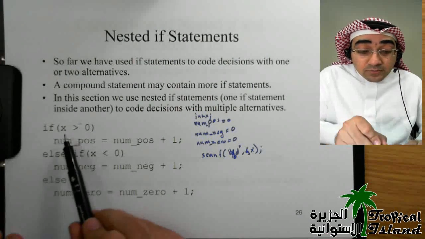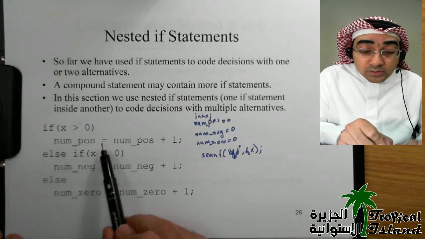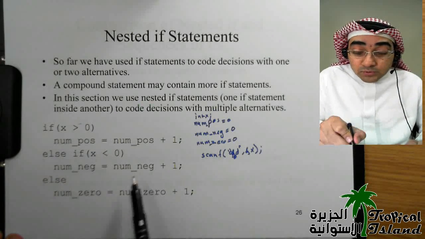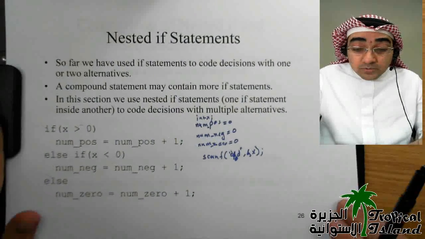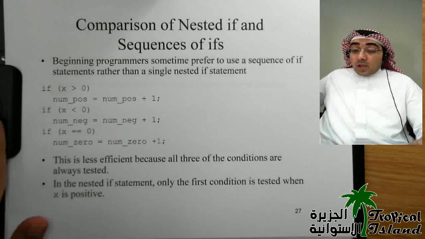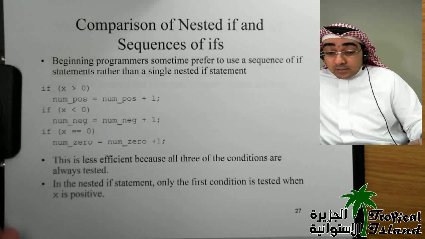Okay, so if the number was positive, you're going to add 1 to the number of positive numbers. If it was negative, you're going to add 1 to the number of negative numbers. If it was 0, you're going to add 1 to the number of zeros. Okay, so this is basically how the if, else if, and else works.